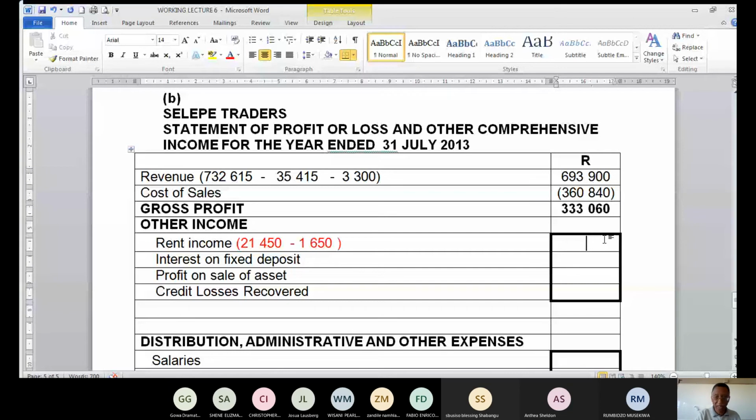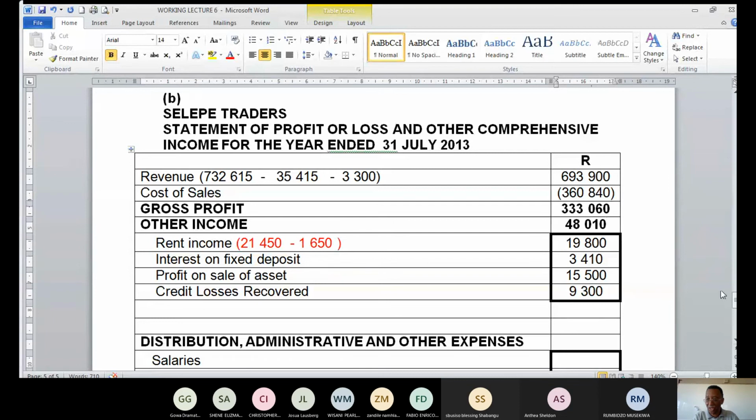Our interest on fixed deposit given to you as 3,410 rand. We've got an account called profit on sale of the asset, and the profit on the sale of the asset amounted to 15,500. And we also had another income account there called credit losses recovered, and our credit losses recovered amounted to 9,300. You will put that now in a block, and your other income in total is then 48,010 rand.